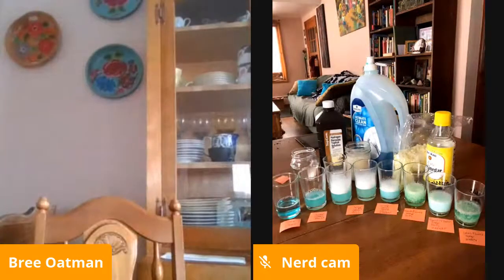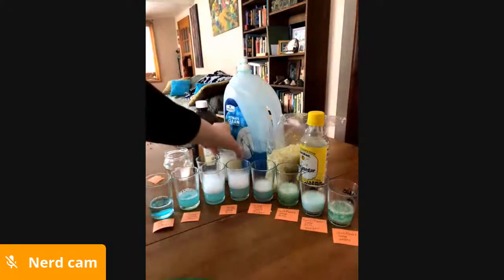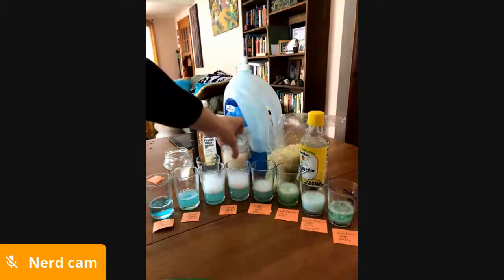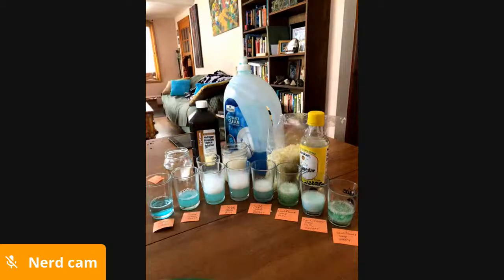So I have an experiment set up with the NerdCam, and this experiment uses yeast, and yeast is a living organism. What I did is I created a solution of yeast with water and some sugar, and that's what's in this. Just a little bit of sugar just to activate the yeast. And then in each of these cups, I have dish soap.